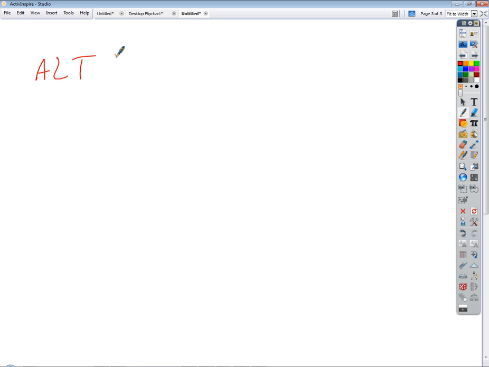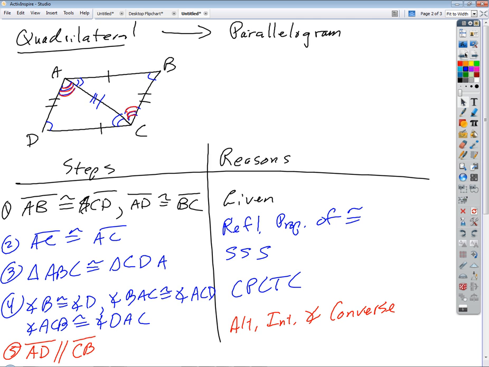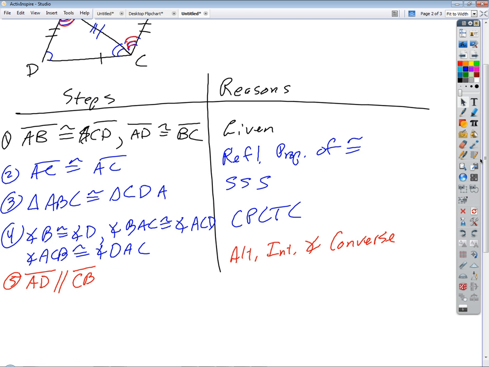All of those we would call all capitalized CONALT, or converse of ALT. So you'll see those again probably at some point. But just so you've heard it once. So this one was alternate interior angles converse.